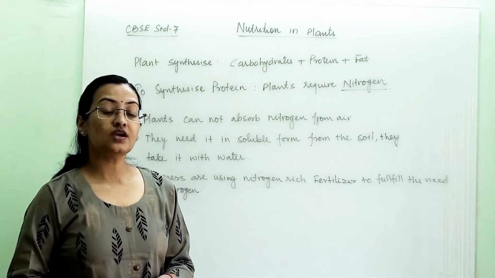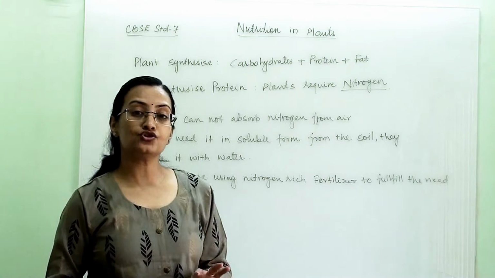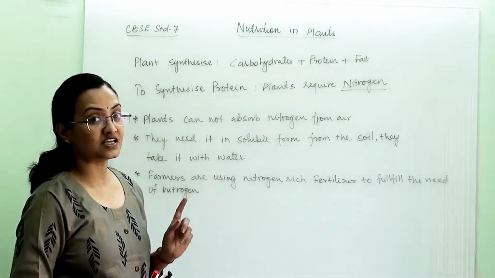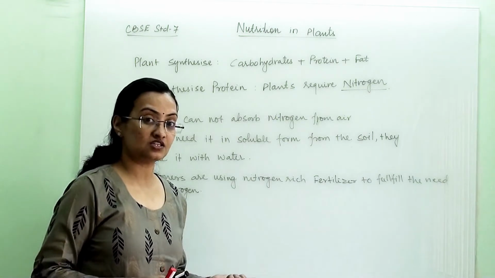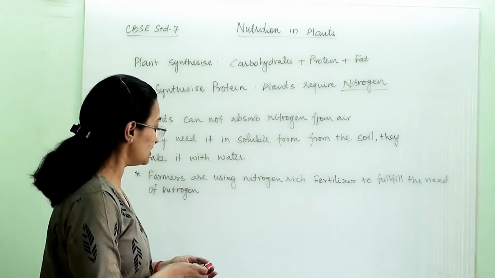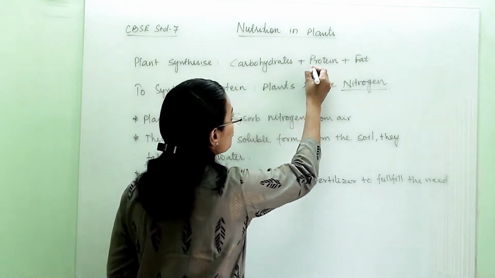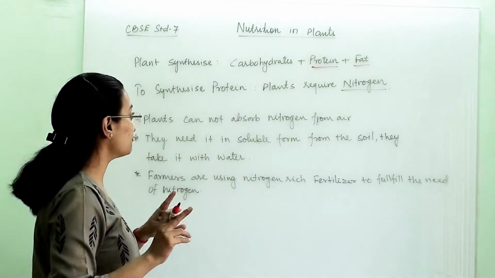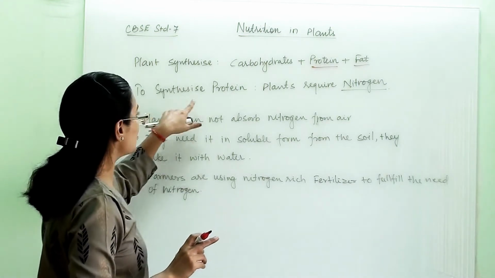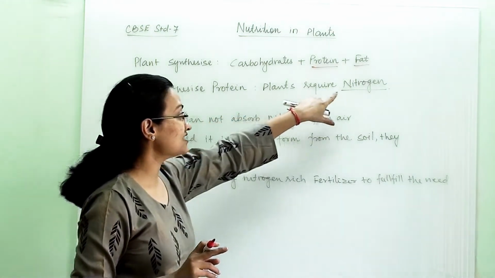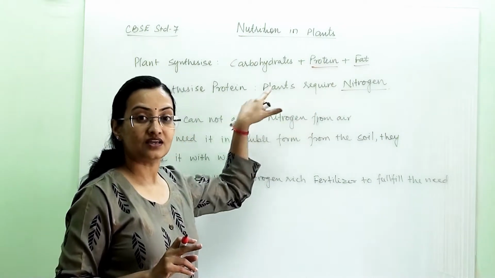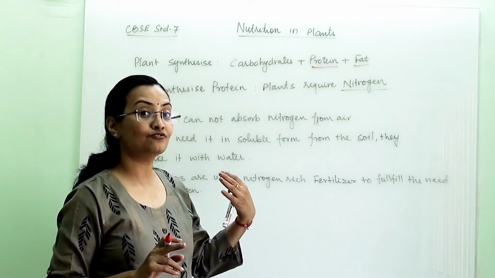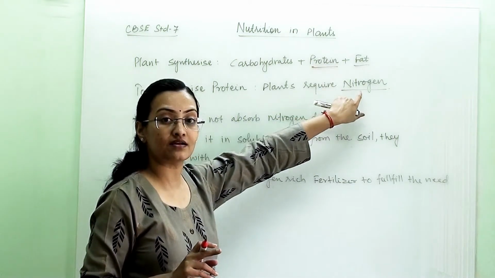Now in this topic we are going to discuss the nitrogen need of plants. Plants synthesize carbohydrates via the photosynthesis process, that we know. But along with carbohydrates, plants are also making protein and fat as their food. So to synthesize protein, plants require nitrogen. When they are making protein, they need to make amino acids, and for the amino acids they require nitrogen.